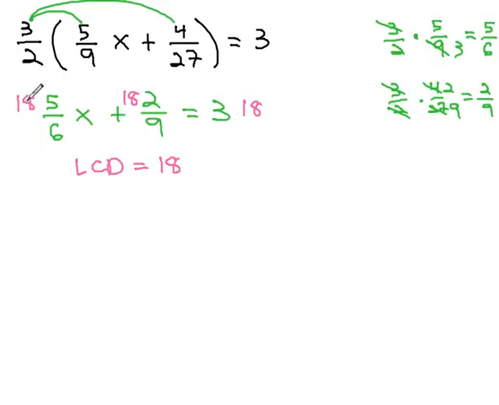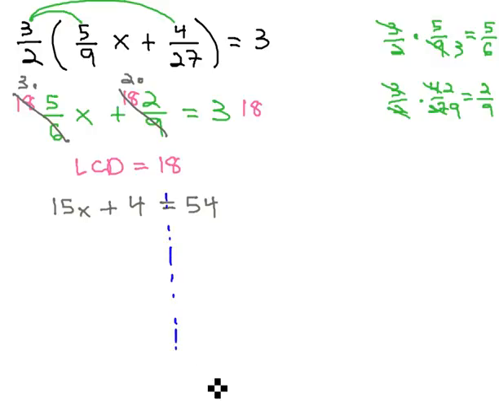The 18/6 reduces to 3, and 3 times 5x is 15x. Plus, the 18/9 reduces to 2. 2 times 2 is 4, equals 3 times 18 is 54. And we now have a simple two-step equation we can solve for our variable.